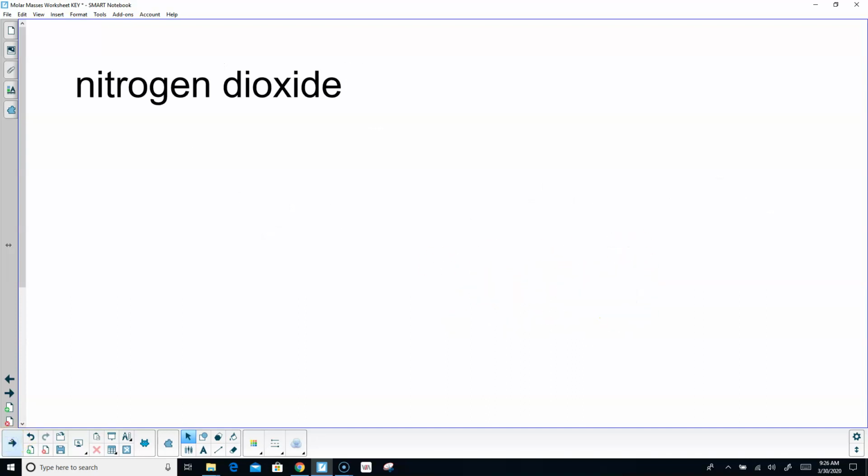Okay, nitrogen dioxide. So this is molecular, both nonmetals, so we don't cross them. It's just 1 nitrogen, 2 oxygens, NO2. Nitrogen is 14.01. There are 2 oxygens, each weighing 16. And so multiply and then sum. When you do so, 46.01 grams per mole.